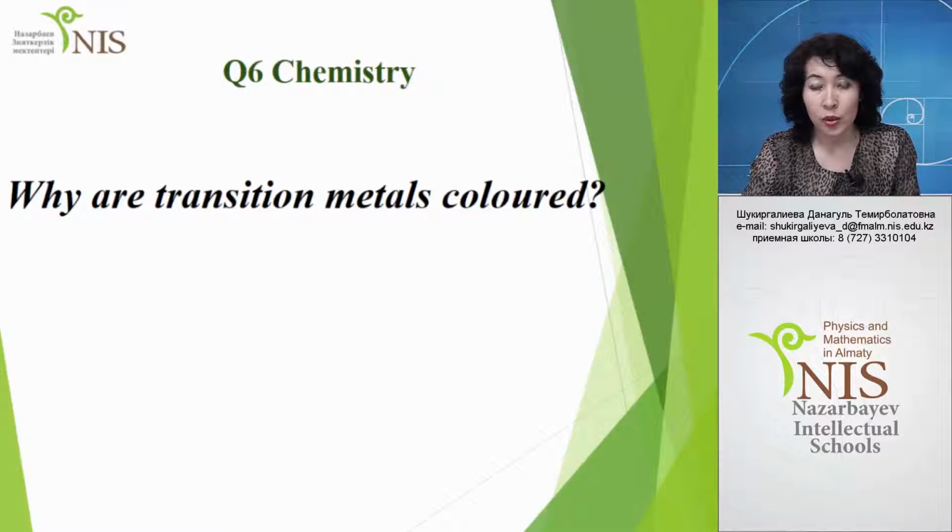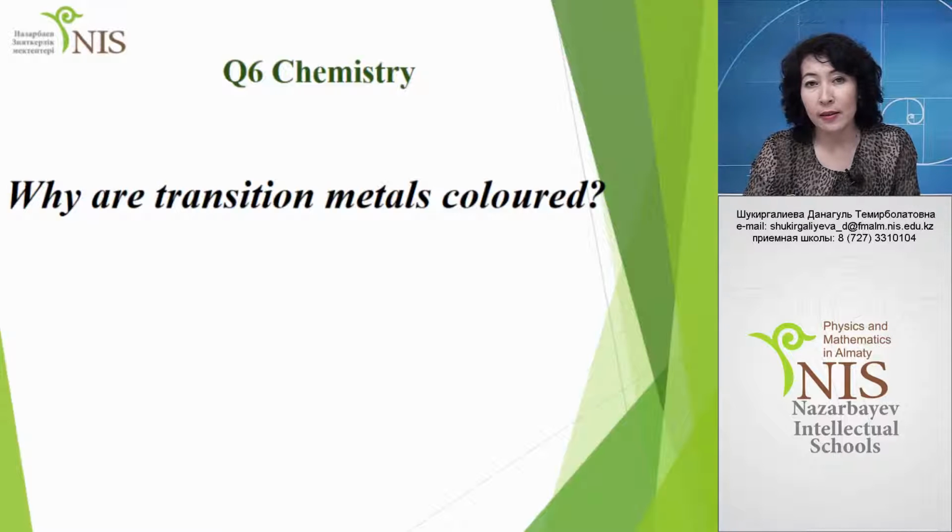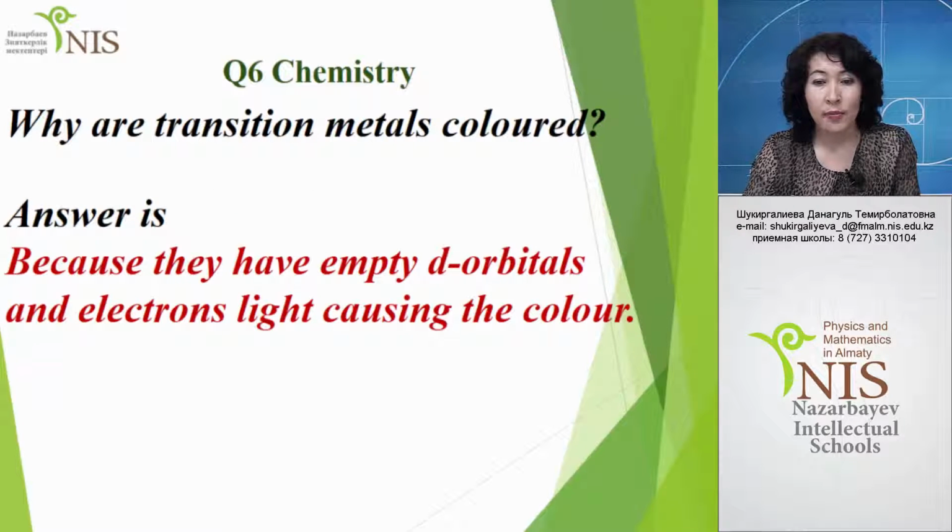The next question. Question number 6 is related to chemistry. Why are transition metals colored? And the correct answer is because they have partially filled d orbitals, and electrons absorb light, causing the color.